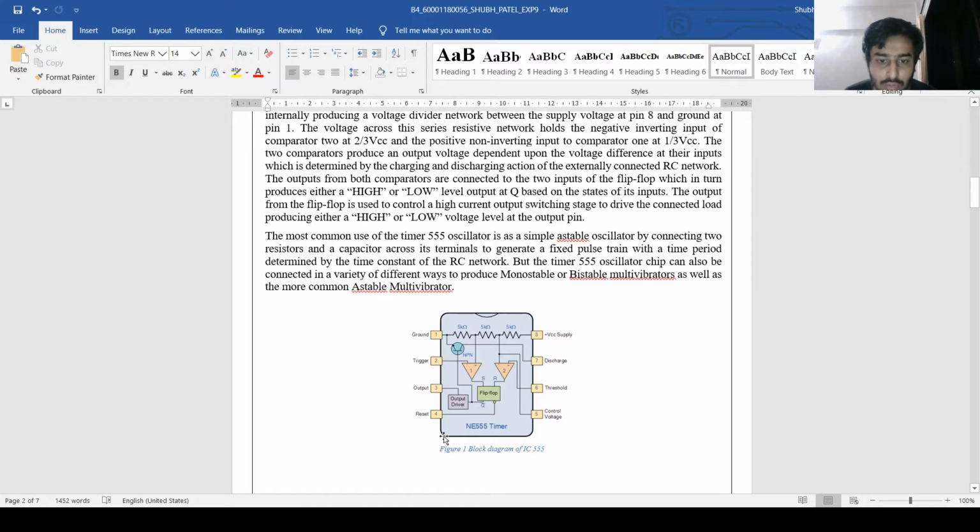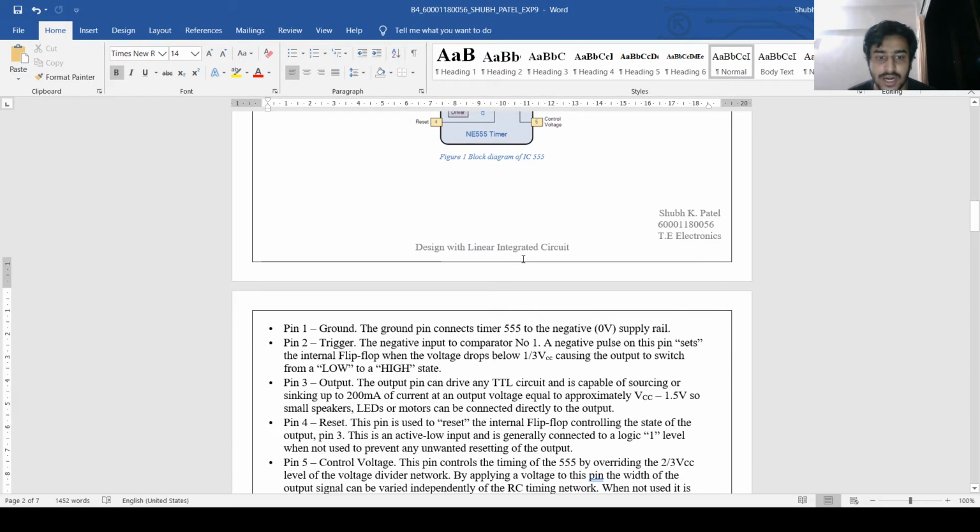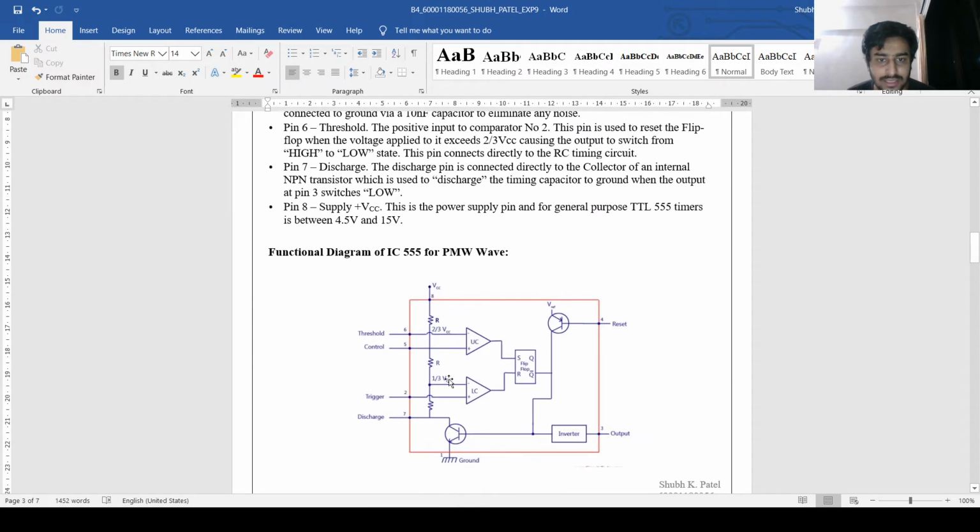So basically, to work this IC, that is IC 555, as a PWM circuit, we are going to provide a high frequency triggering input signal at pin 2, a low frequency modulating signal at pin 5, and get the output from pin 3, that is the output pin. So let's move to the functional diagram of IC 555, which is the monostable vibrator.